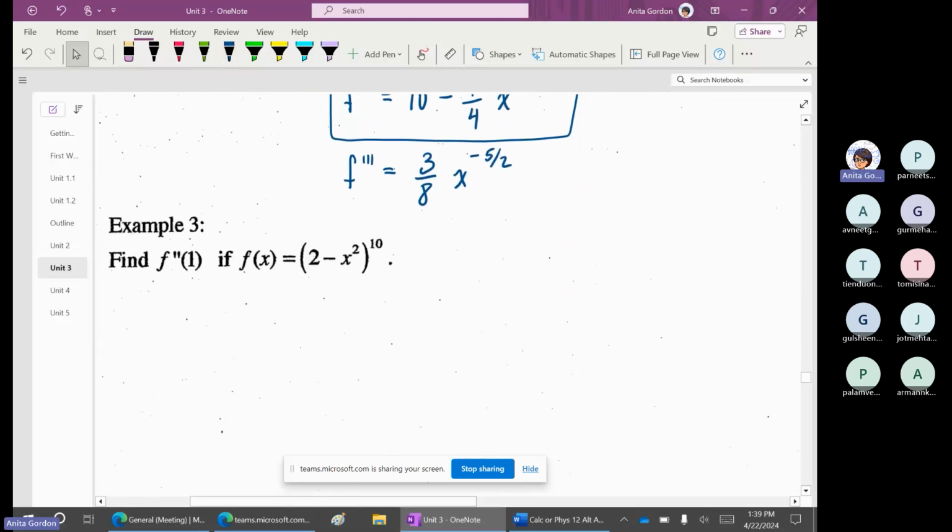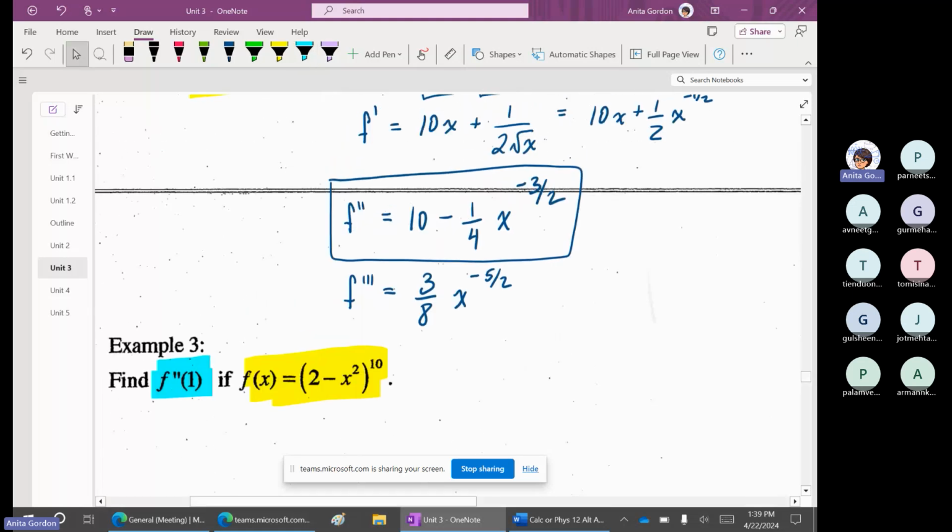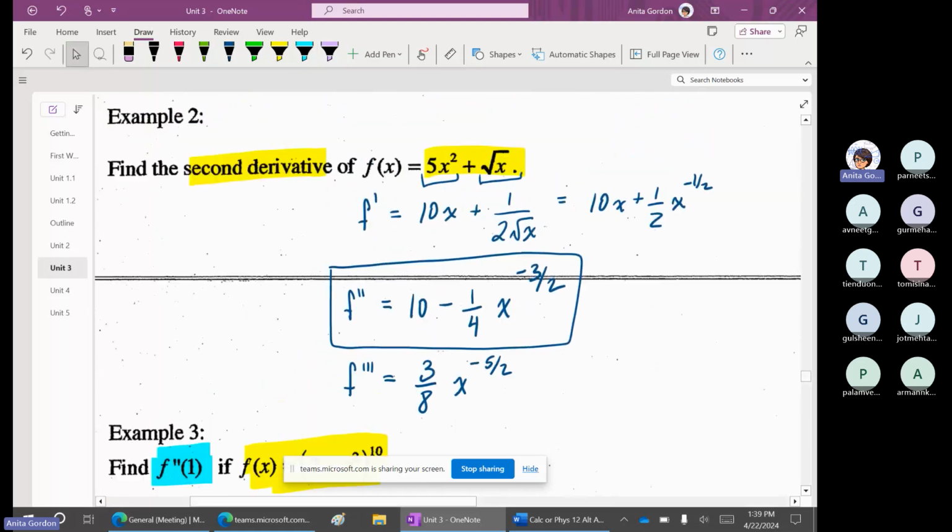All right. Example 3. Here is my function. I want the second derivative evaluated at 1. We are going to do the derivative rules. Yes, sir. Yes.